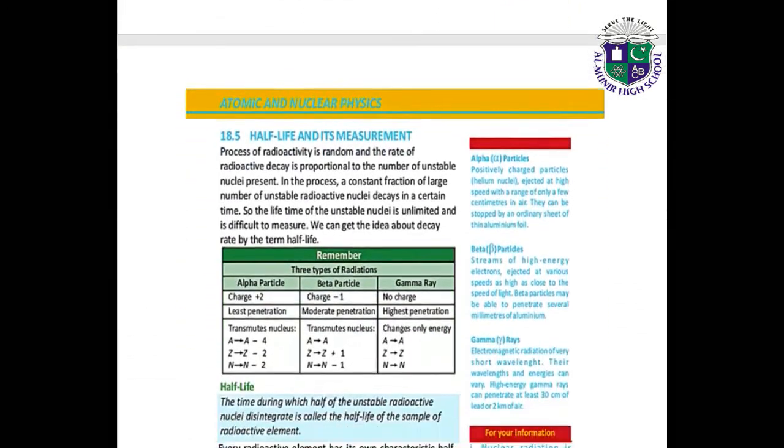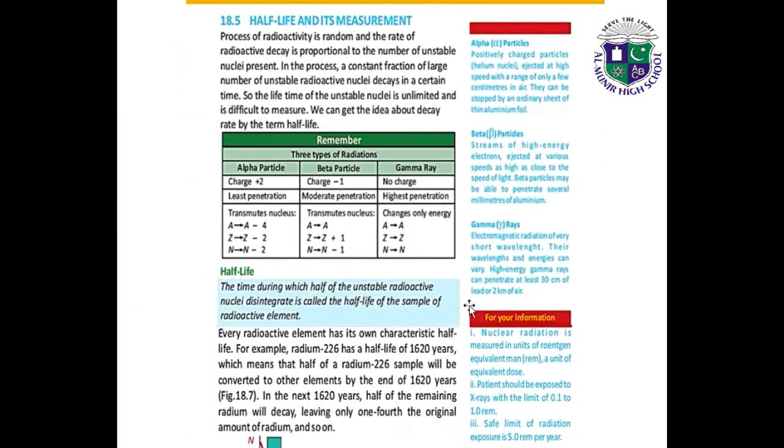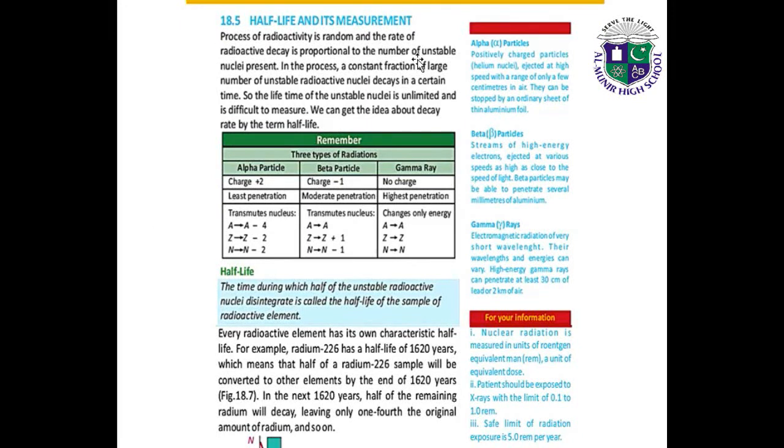What is half-life and its measurement, students? The process of radioactivity is random, and the rate of radioactive decay is proportional to the number of unstable nuclei present. In the process, a constant fraction of a large number of unstable radioactive nuclei decays in a certain time. So the lifetime of unstable nuclei is limited and is difficult to measure.